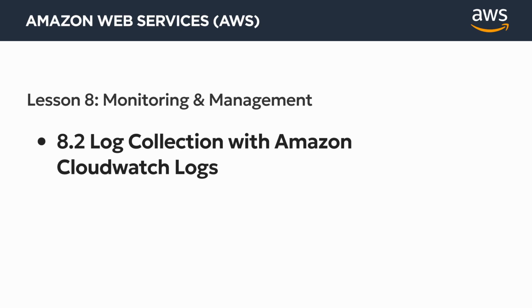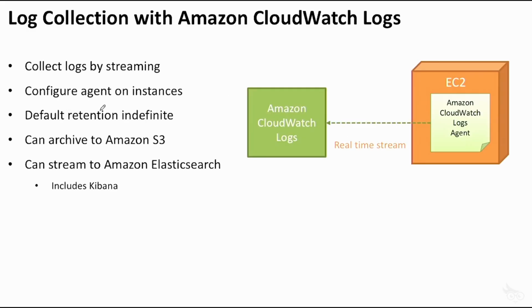Now let's talk about log collection with Amazon CloudWatch Logs. With Amazon CloudWatch Logs, we have the ability to stream our logs in real time to the Amazon CloudWatch Logs service. So the way that this works is that we install the Amazon CloudWatch Logs agent on our EC2 instances. We configure it to watch whatever log files are being written to disk.